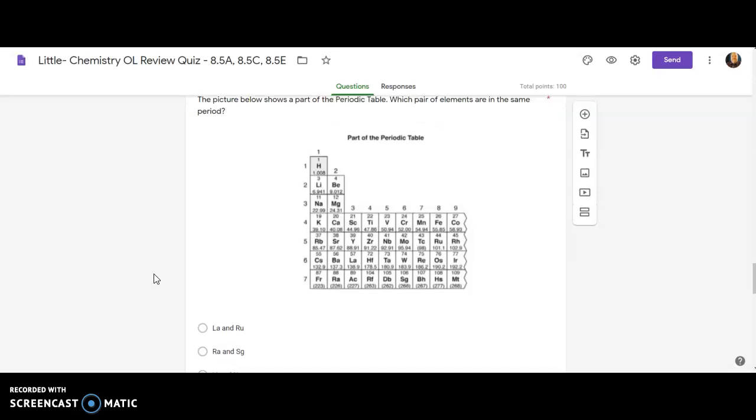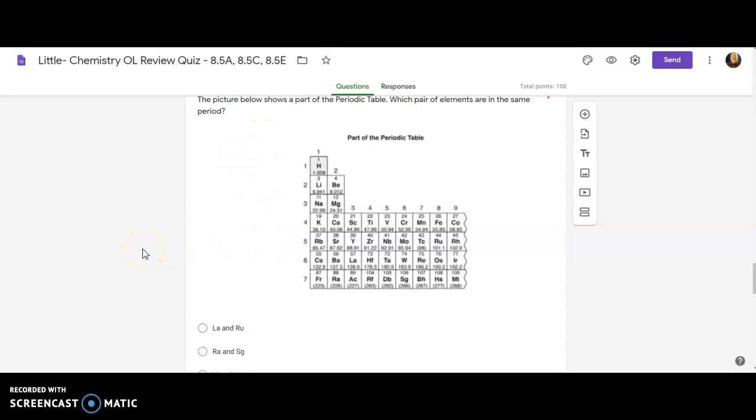The picture below shows a part of the periodic table. Which pair of elements are in the same period, kids? Remember that a period is represented by, well, let me give you an example. When you're in LA class and you are writing a sentence, at the very end of the sentence, typically you put a period. So are your periods going to be represented from left to right, or up and down? Okay, think about how you write, and that should be able to help you answer the question.